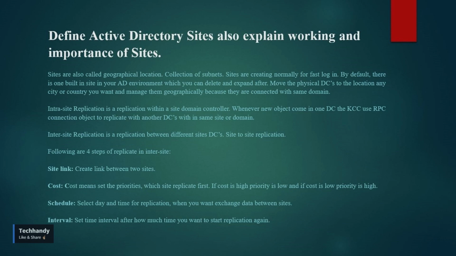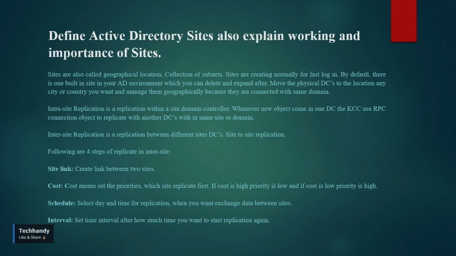Whenever a new object comes in on one DC, the KCC uses the RPC connection object to replicate with other DCs within the same site or domain. Intersite replication is a replication between different sites' DCs, site-to-site replication. Following are 4 steps of replication in intersite.